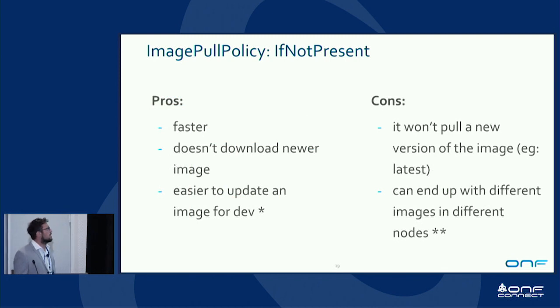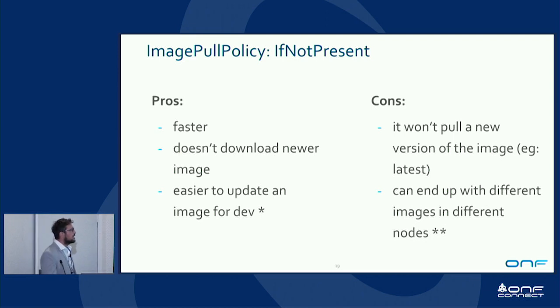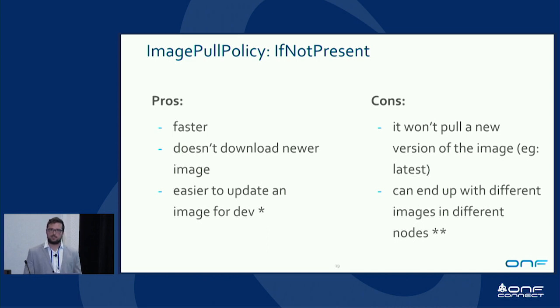What are the pros and cons? It's faster. You don't download newer images that you are not expecting. It's very useful if you are running a single node cluster development environment where you build the images directly on that machine. You don't even have to have a registry to run your development code. What are the issues with it? If it's a moving target and you want to follow it, it will not download a new version. Depending on the case, this can be good or bad.